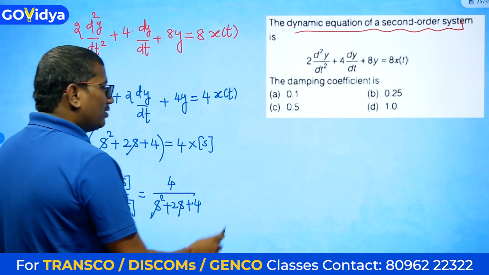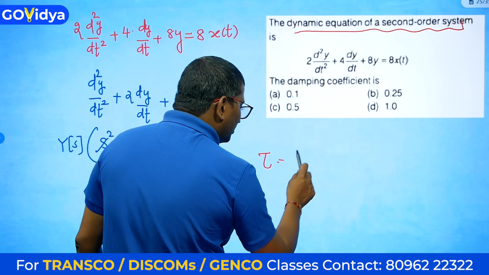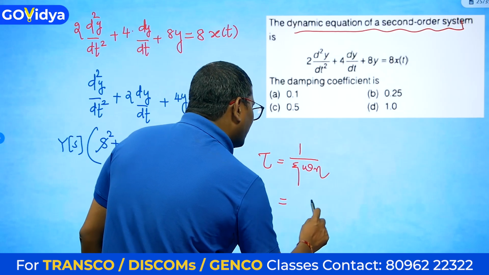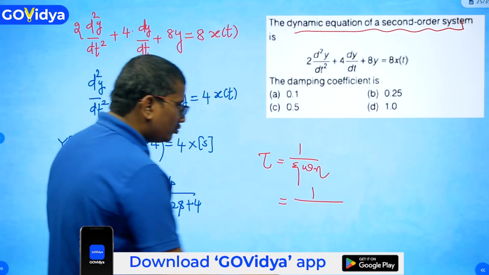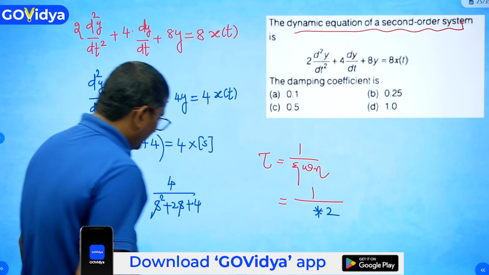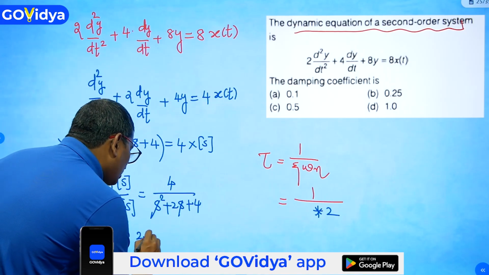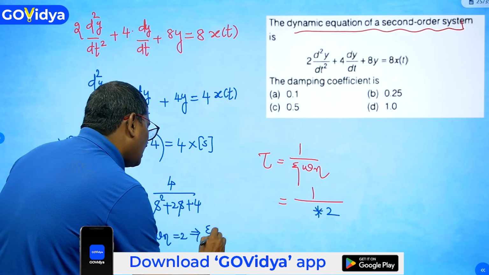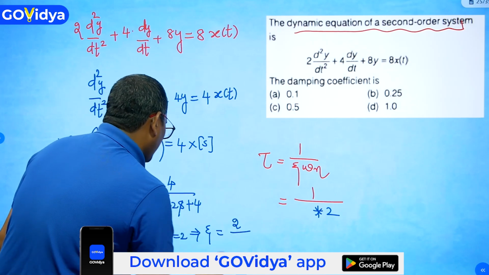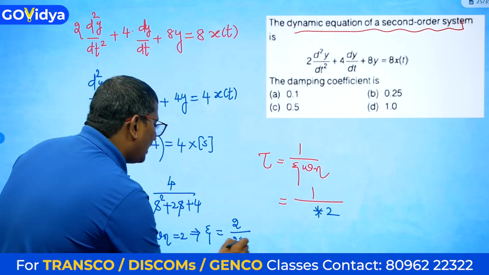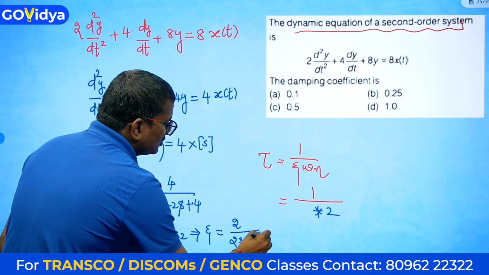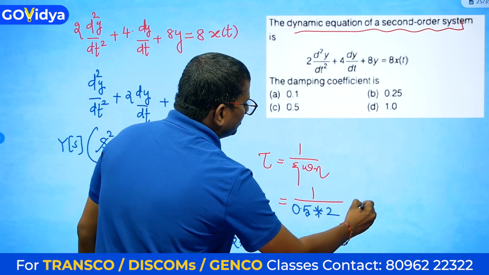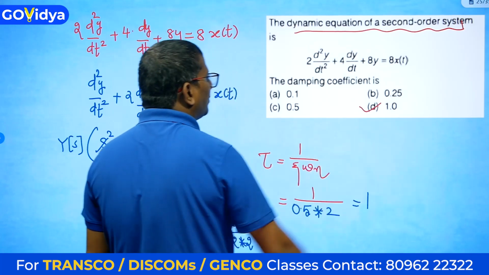We know what they're asking: damping coefficient. Damping coefficient, generally represented with tau, is equal to 1 upon zeta omega n. What is omega n, sir? From this, can we say directly omega n is nothing but 2. And what about zeta? 2 zeta omega n equals 2. From this, zeta is equal to 2 by 2 into omega n, which is 2, so it is nothing but 0.5. Put 0.5 here. So what is the answer you got? 1. Therefore option D is correct.